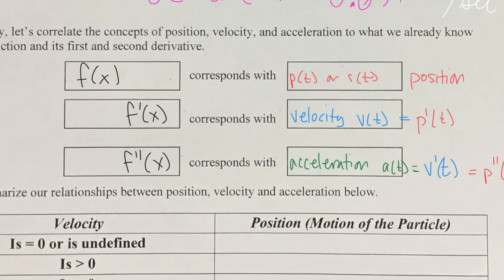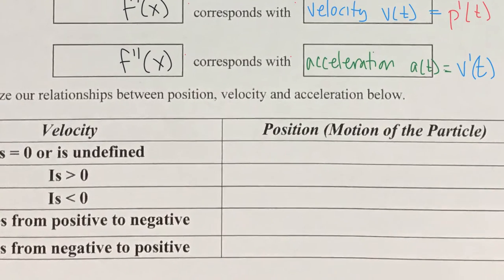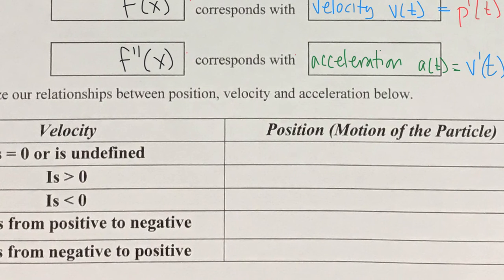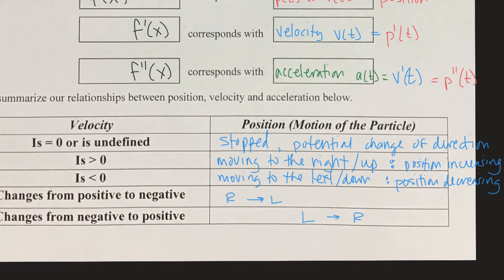So what about the motion of our particles? If our velocity is 0, what is the position of our particle doing? These are the signs of your velocity: if it's 0, if it's positive, if it's negative, and if it changes, then this is what it's doing on our graph. If we have 0 velocity, we're stopped. If it's positive, we're moving to the right. If it's negative, we're going left. And if it changes, you go left to right or right to left.